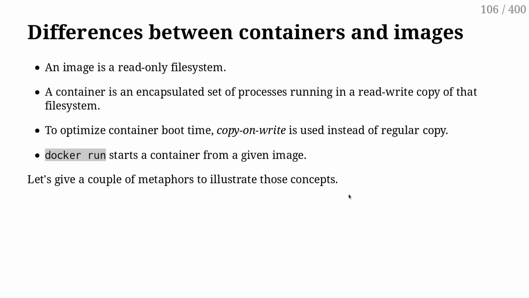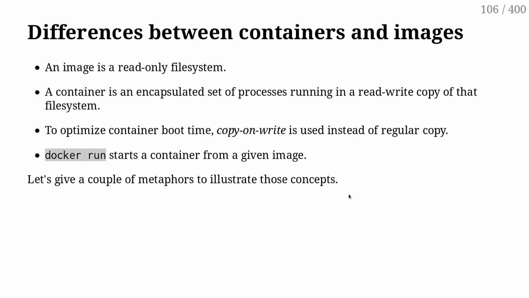So a container is an encapsulated set of processes running in a read-write copy of that file system. I hope that sentence now makes more sense. If I had to copy the image each time I start the container, that would be a little bit slow, especially if I have a 5 gigabytes image. Like each time I do Docker run, if I need to make a copy of those 5 gigabytes, that wouldn't be great. So the container engine is using copy on write, which is a mechanism where you have only one read-only version of the image, and then there is a special mechanism.